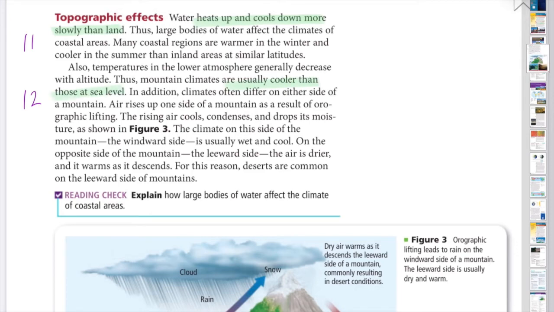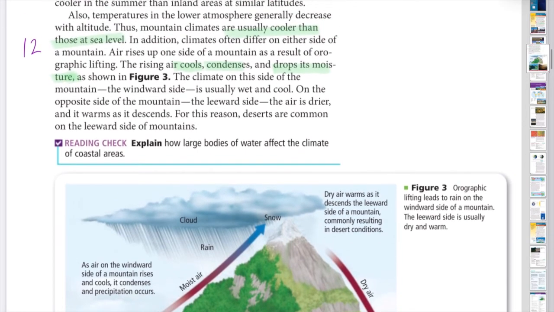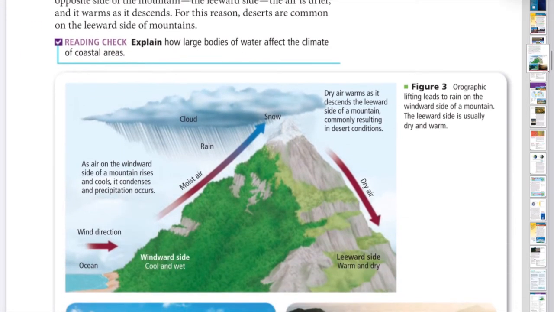In addition, climates often differ on either side of a mountain. Air rises up one side of the mountain as a result of orographic lifting. The rising air cools, condenses, and then drops its moisture, as shown in figure 3. So you have a rainy side to the mountain, which is the windward side of the mountain. The leeward side of the mountain is drier.